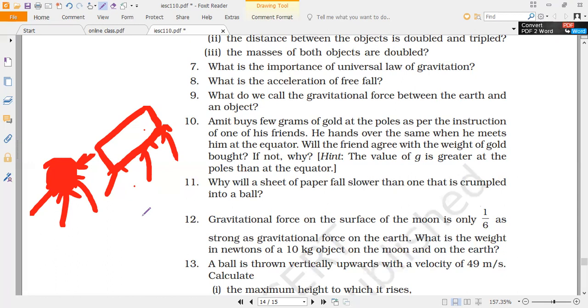You should write the answer properly. Everybody should feel this, because once you experience it yourself, you will know it. So do it, join back, and we'll write the answer for that question. Then we'll see. So who will come first? The crumpled paper will fall down first, because of less air friction.